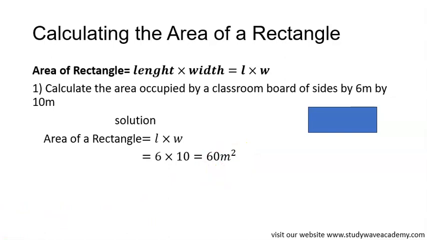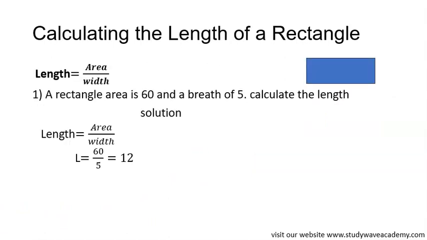Good. So next we're going to be looking at calculating the length of a rectangle. So to calculate the length of a rectangle, which is this, this is the length of a rectangle, right? To calculate it, the formula is length equals area over width. That means in your question, the area will be given and the width will be given. You are looking for the length here. Okay? So the formula is length equals area over width.